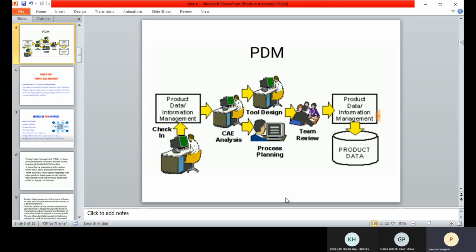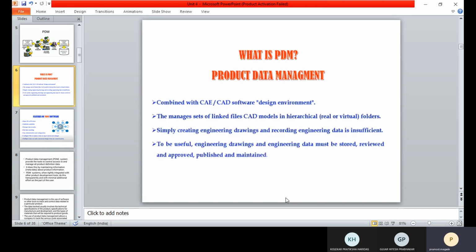Understood? So this will be about the product data management. From start to end, we'll have to focus on the process. We'll have to focus on the chain sequence: how to design, what to design, and why to design. So likewise we'll have to do it, and that is called product data management.